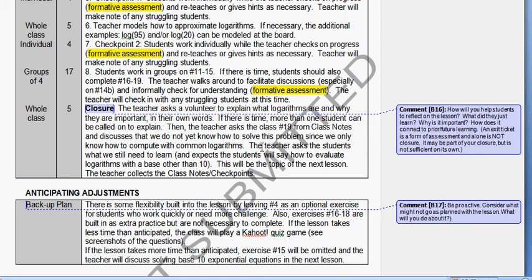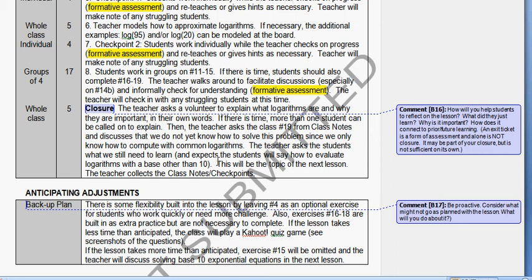And then the teacher asks the students what they still need to learn, and expects the students to say that they only know how to evaluate logarithms with a certain base, so base 10. And so the teacher can then say, oh, well, in fact, that's what we're going to be talking about next time. So it's a way to sort of lead into the next topic.